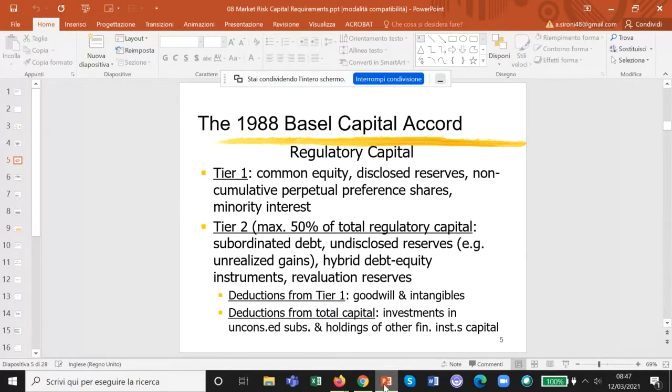There were also some rules saying that you had to deduct goodwill and intangibles from Tier 1, and also you have to deduct from capital the investments in other financial institutions. This is just to avoid a kind of double leverage phenomenon. So say, for example, Bank A and Bank B both issue capital and they both buy the capital increase of the other bank. It's just an issue of paper. There's no fresh money in the banking system, and therefore we want to neutralize this kind of potential issue.